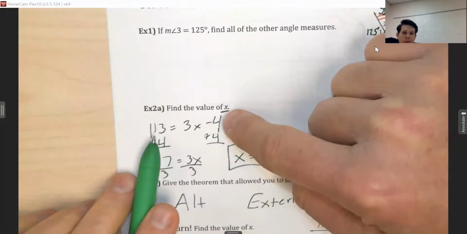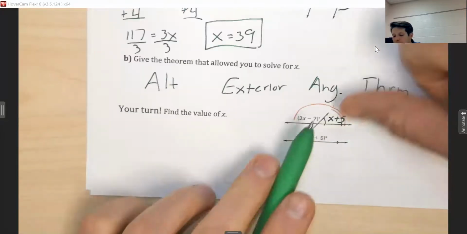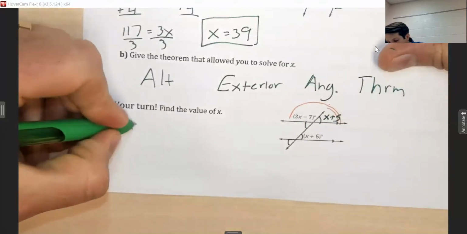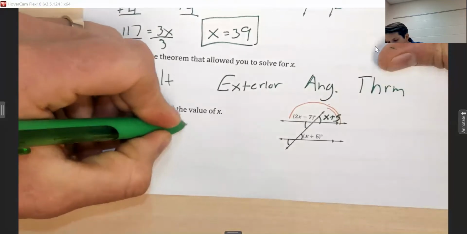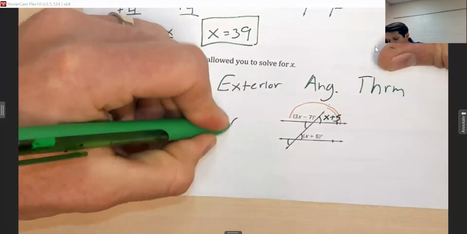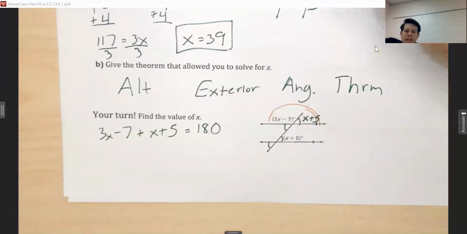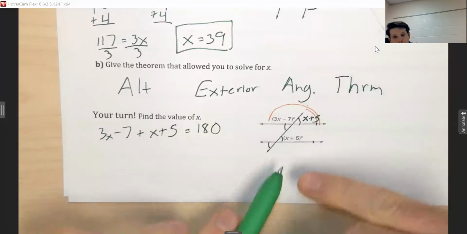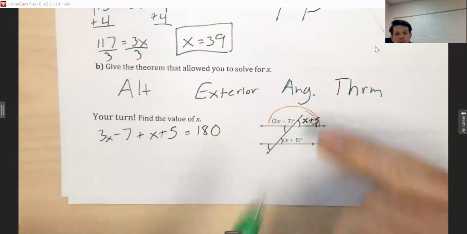Last time we did an example problem, we set the two angles equal to each other. This time we are going to add the two angles together, and we're going to set them equal to 180. So not everything is about equivalency. This time it is about adding. Once you've made that move right there, we've used corresponding angles and we've used linear pair.